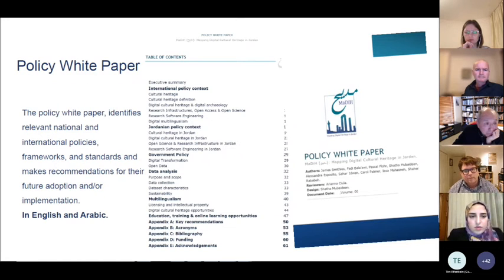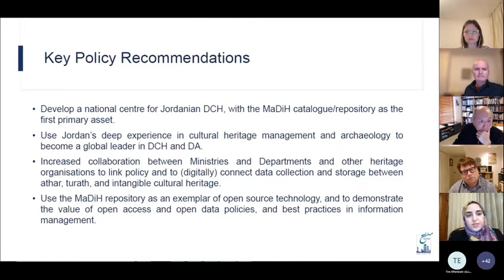As an outcome also, we have identified the relevant national and international policies and how they link to the local Jordanian context through the policy white paper. Something very important in Jordan is to have the outcomes in English and Arabic, because sometimes if you find the content is only in English, the policymakers will not benefit from it. So it has to be bilingual. And that was an essential outcome from our project, and it's also published.